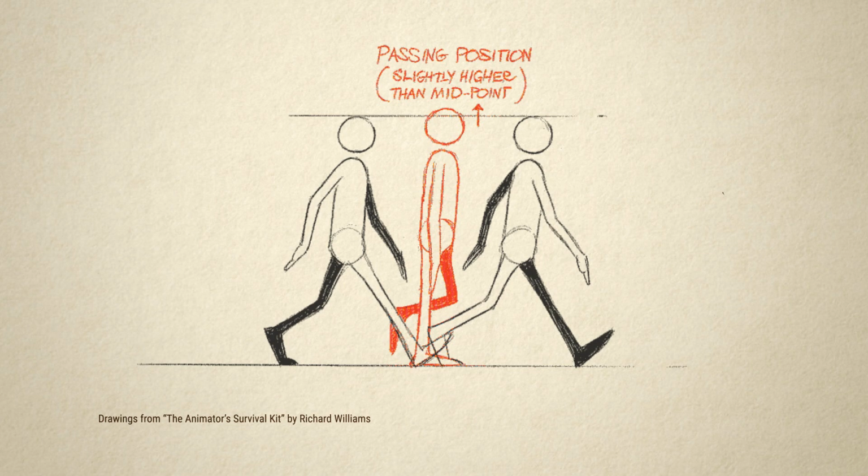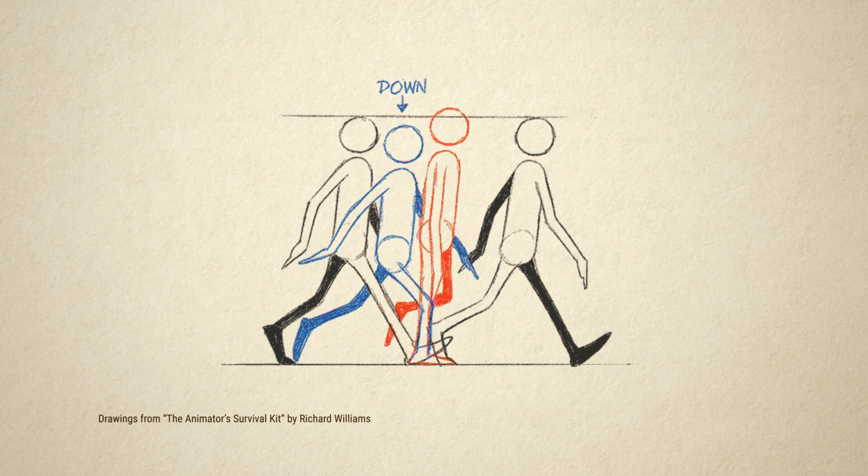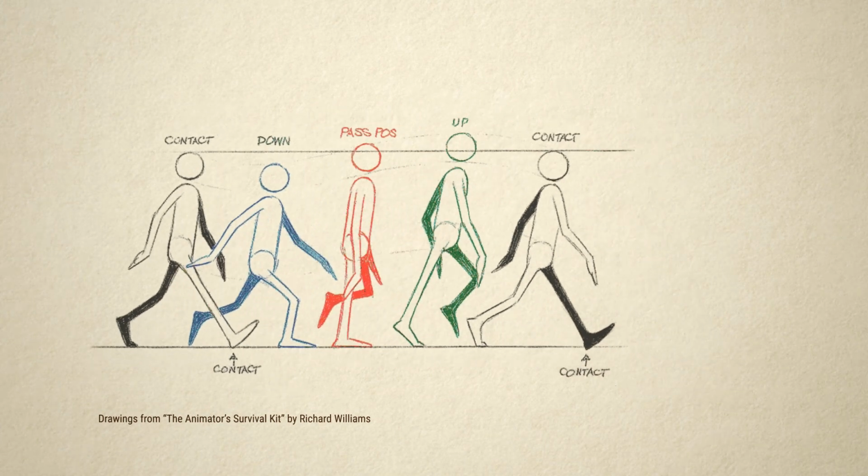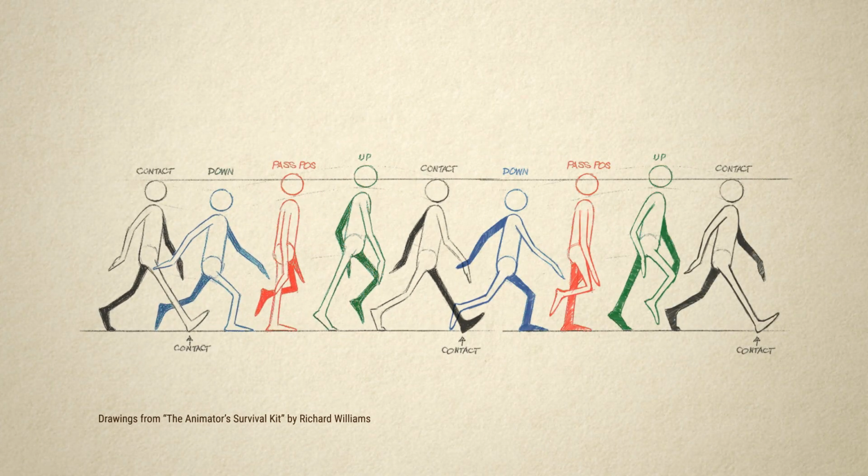This is the point where the back leg passes and becomes the front leg. Then, between the first contact and the passing pose is the down position. This is where the front leg has taken the weight of the body. Then, between the passing pose and the second contact is the up pose. This is where the back leg is pushing the body up to let the other leg swing forward. From there, it's just the same poses with the legs reversed. And at that point, we're back where we started, and the cycle is complete.